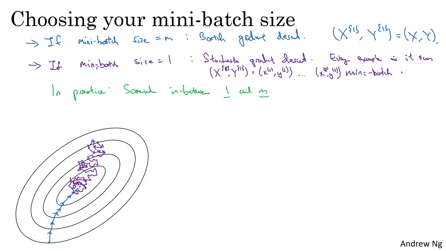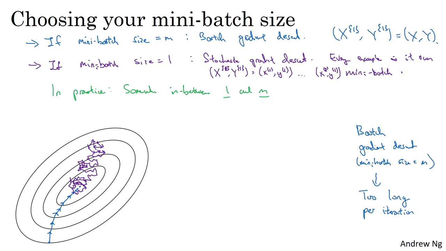And here's why. If you use batch gradient descent, so this is your mini-batch size equals m, then you're processing a huge training set on every iteration. So the main disadvantage of this is that it takes too much time, too long per iteration, assuming you have a very large training set. If you have a small training set, then batch gradient descent is fine.